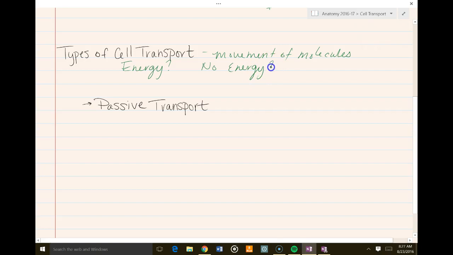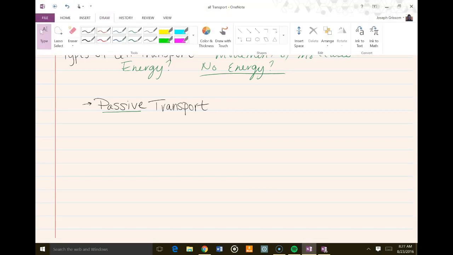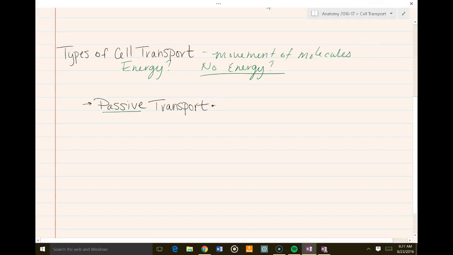So we're going to start with this no energy type. We call this type of transport passive transport. It's passive because, like a pacifist or anything like that, passive transport is going to be happening where we're not going to have any kind of issues with having to take or use energy. So passive transport is no energy. And that means that the molecules, whatever the molecule is that you want to move, goes with what we call a concentration gradient.